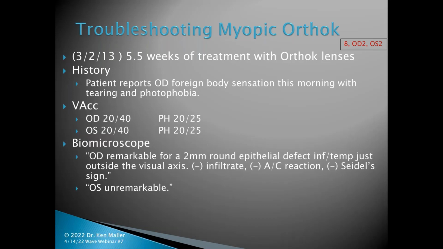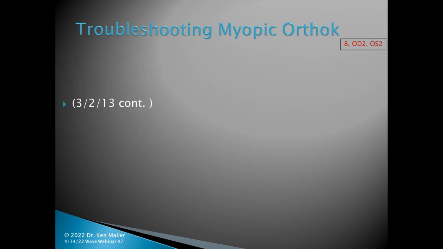The biomicroscope showed the right one remarkable for a 2 millimeter round epithelial defect inferior temporally, just outside the visual axis, no infiltrate, no anterior chamber reaction, negative Seidel's sign. The left one was unremarkable.